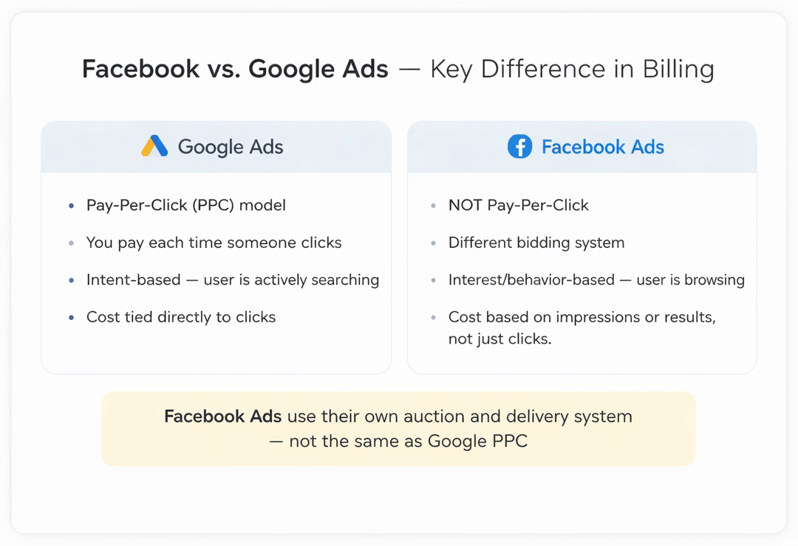The underlying logic is also different. Google targets people who are actively searching for something, while Facebook targets people based on their interests and behaviors while they're browsing. Two very different platforms with two very different approaches.